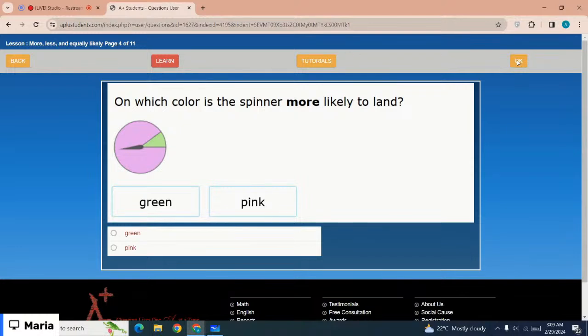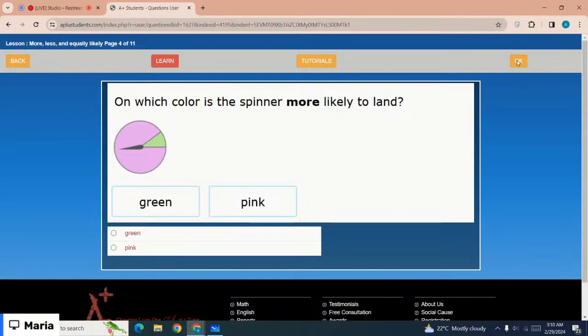The more portion is pink. The more portion it is. The more portion is pink, so it will more likely land on pink. Why don't you understand the question and then answer? First, you have to understand the question, then you have to answer.